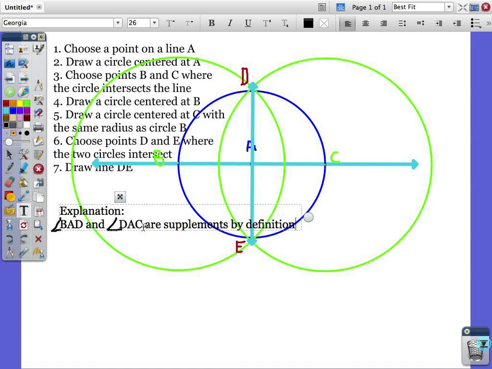Look back at problem 23. Did we show that two angles were congruent in problem 23? Yes, we did. So let's use those ideas.